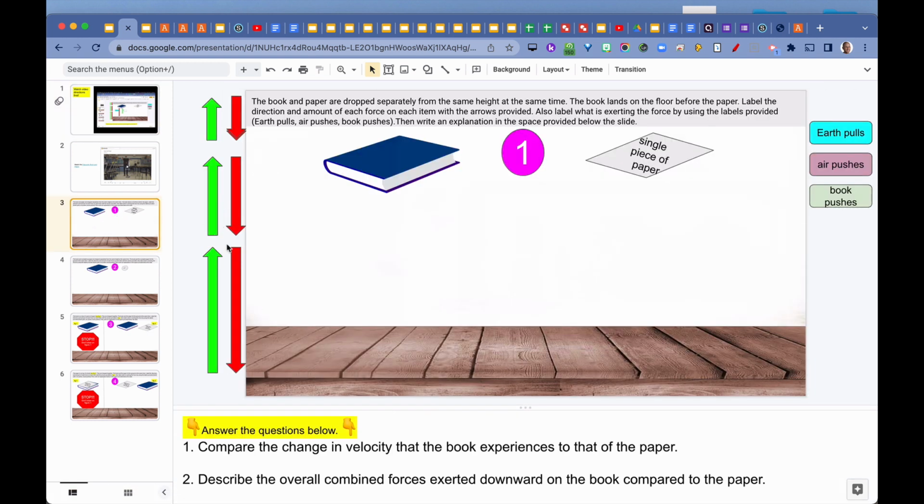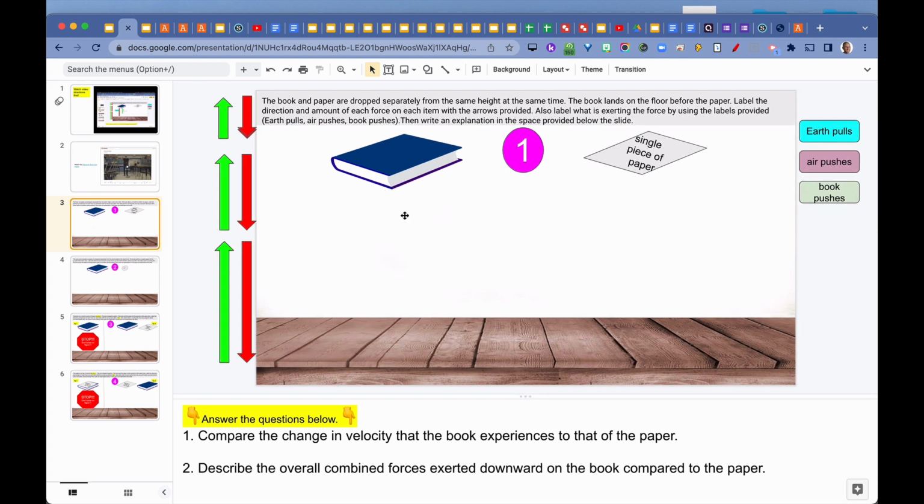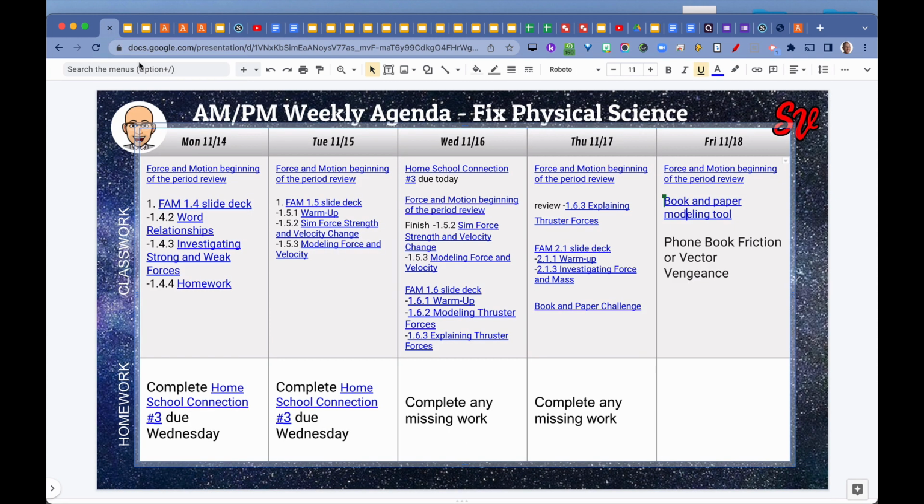Basically they had to drag these arrows that represent force, strength, and direction, and these labels to label what the force was: Earth pulling, air pushing, book pushing, and whether they were exerted on the single piece of paper or the book. They had to compare the velocity changes of the book and the paper, and then explain what combined strength and direction of the forces caused that velocity change to happen. So that's basically what we did this week.